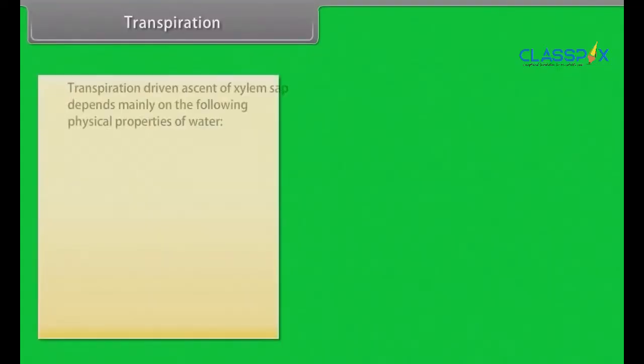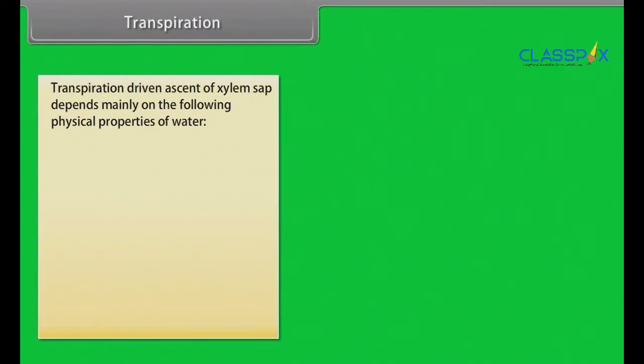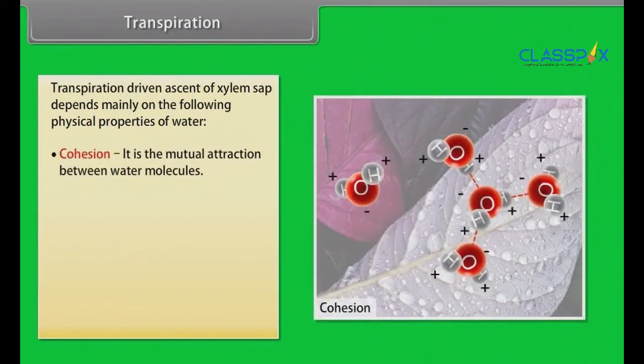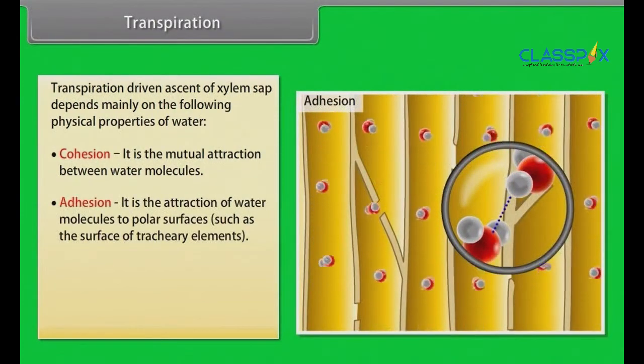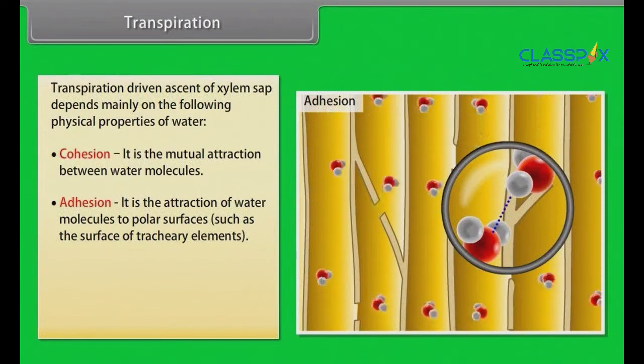Do you know that the transpiration-driven ascent of the xylem sap depends mainly on some physical properties of water? These are cohesion, adhesion, and surface tension. Cohesion is the mutual attraction between water molecules. Adhesion is the attraction of water molecules to polar surfaces, such as the surface of tracheary elements.